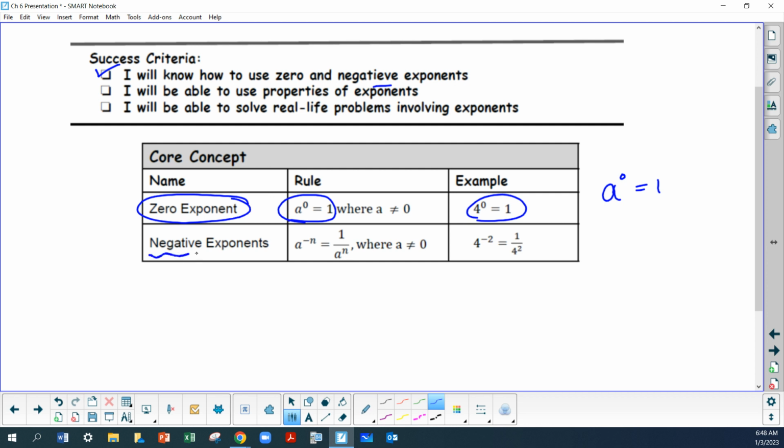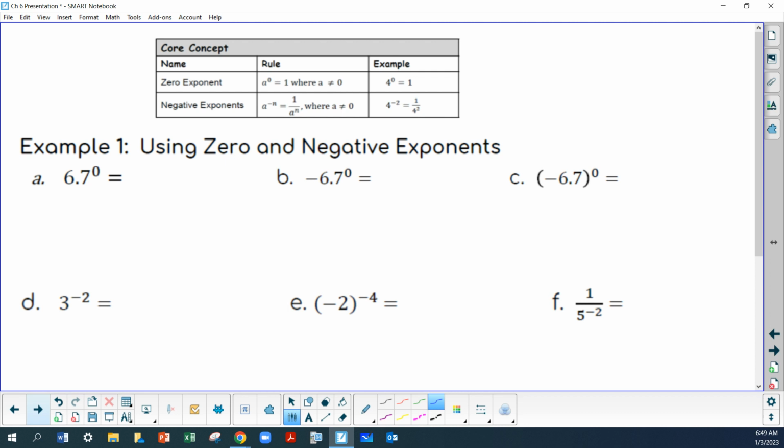For negative exponents, another core concept is right here, so I would jot that down. Remember, you can always pause these videos if you get behind or need a little more time to soak in what we're doing. A to the negative n becomes 1 over a to the n. Those are the first two things we're going to practice.